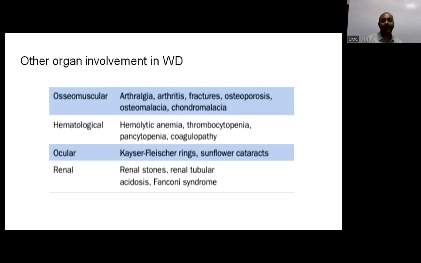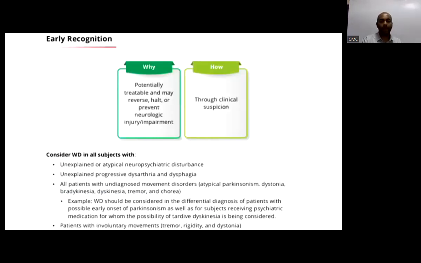Now, apart from the liver and the brain, other organs are also involved in Wilson disease. Osteomuscular involvement can be arthralgia, arthritis, osteoporosis, osteomalacia. Hematological involvement is also common: thrombocytopenia. Then renal involvement, renal stone, renal tubular acidosis, etc. can also be seen. So early recognition is important because it is a potentially treatable, reversible disease.